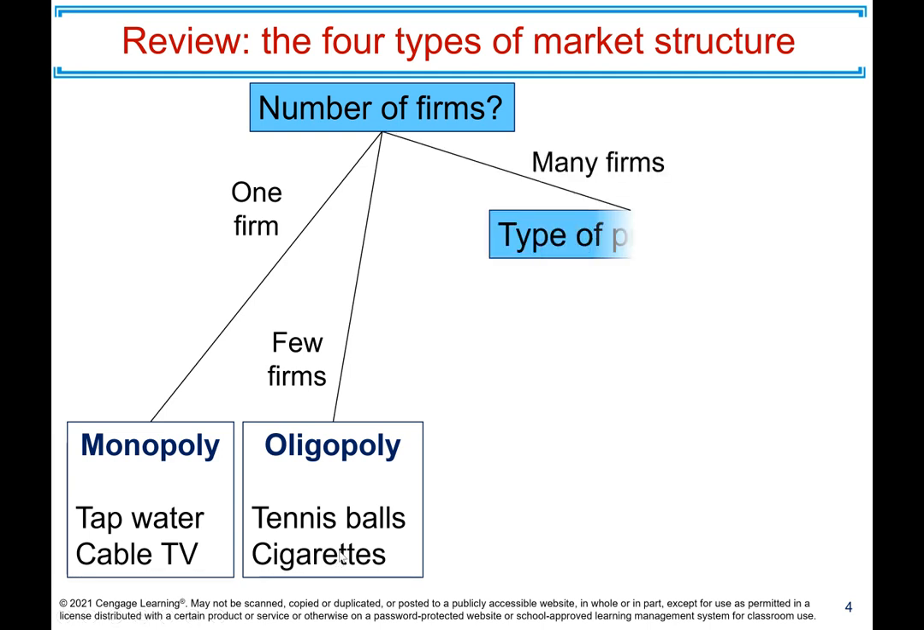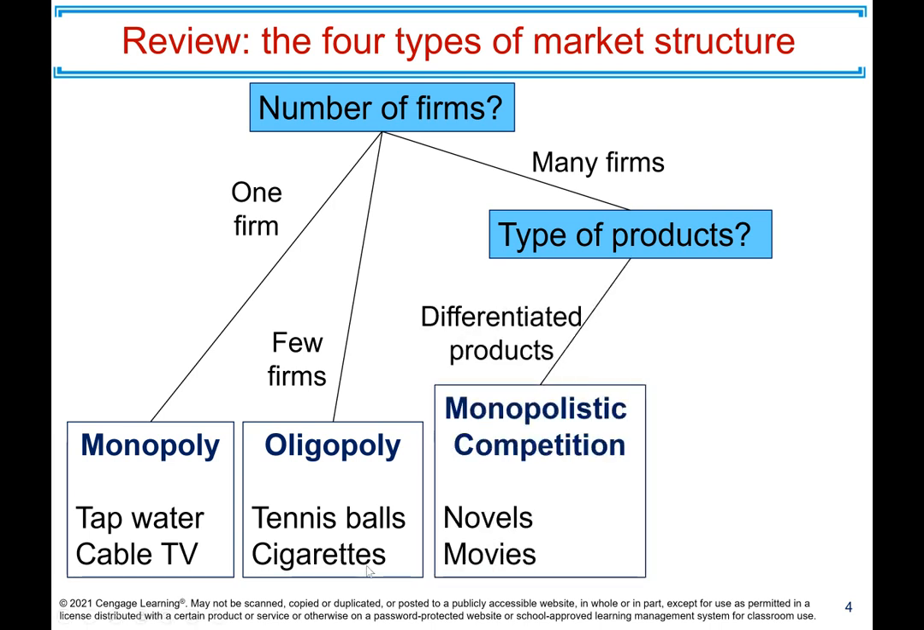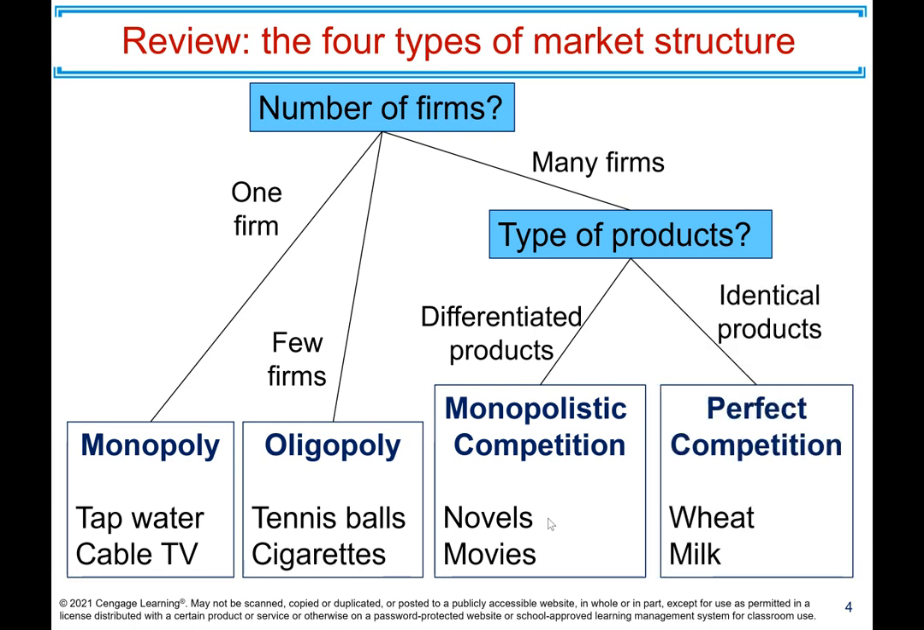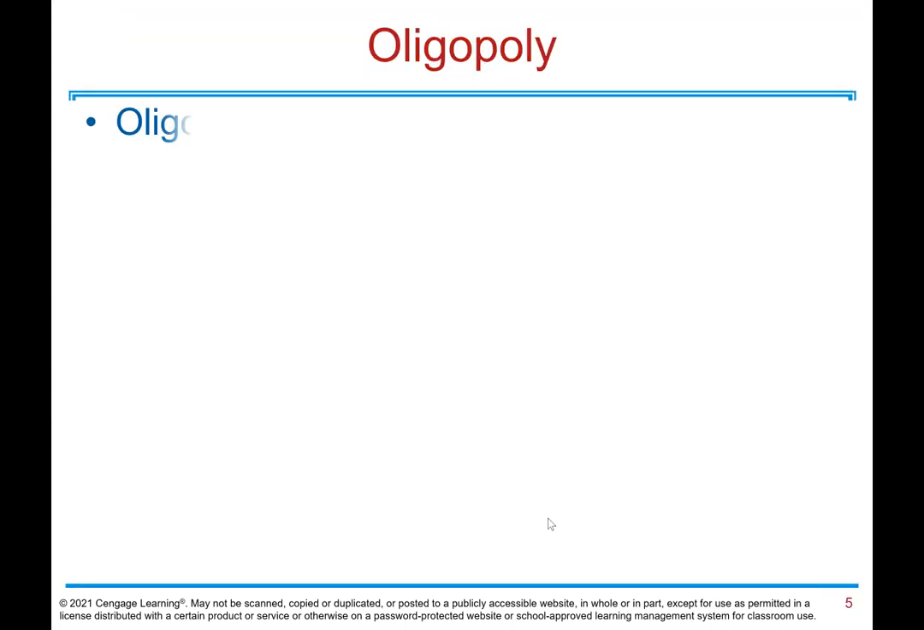Many firms is either differentiated products, that would make it monopolistic competition. Examples are novels and movies. Or identical products, that would make it perfect competition. Examples would be wheat and milk.